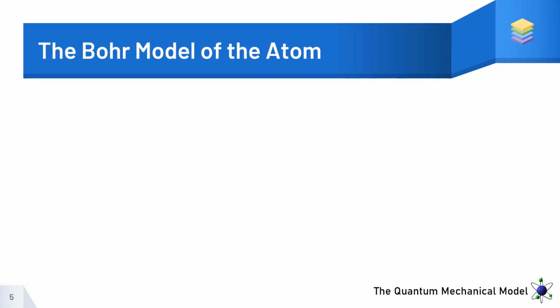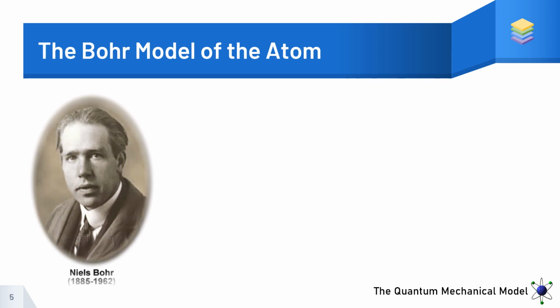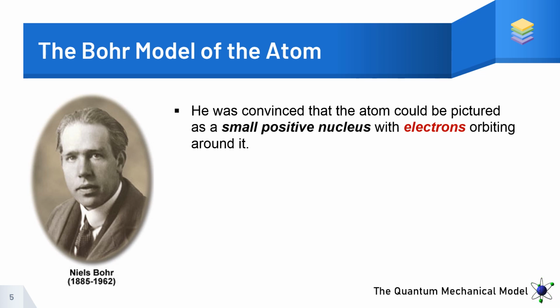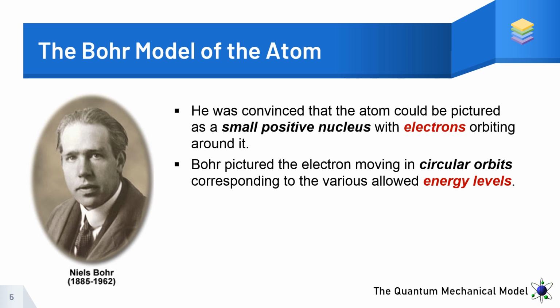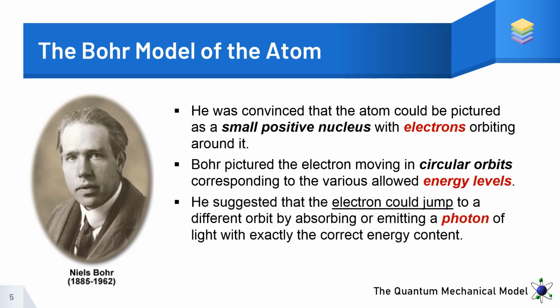Let us discuss the Bohr model of the atom. This particular model was popularized by Niels Bohr. He was convinced that the atom could be pictured as a small positive nucleus with electrons orbiting around it, just like the solar system. Bohr pictured the electrons moving in circular orbits. He associated these circular orbits with what we call the energy levels. Then he suggested that the electron could jump to a different orbit by absorbing or emitting a photon, or an energy of light, with exactly the correct energy content.